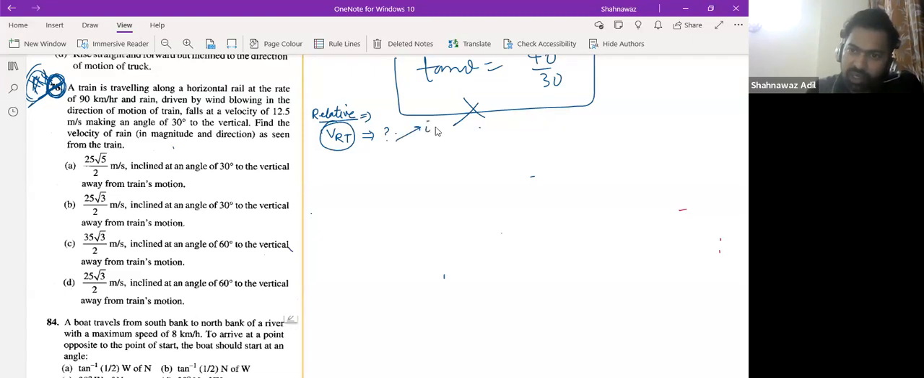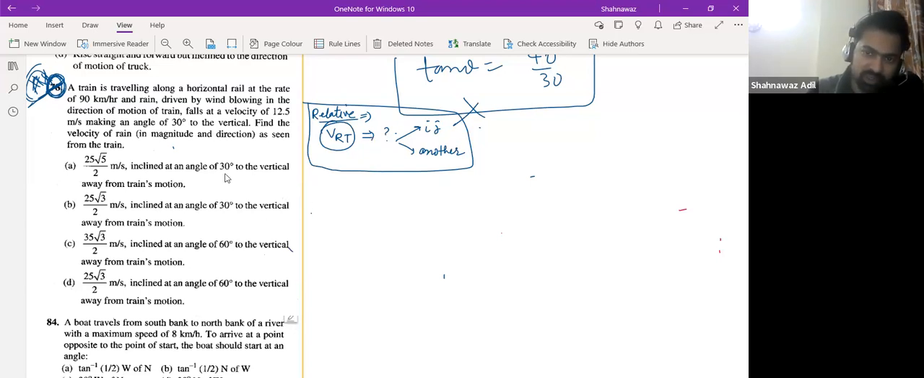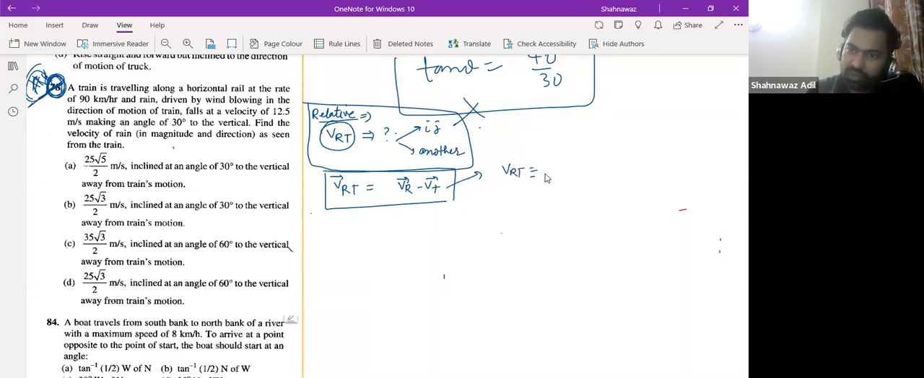Either you use i j or you use another method. The idea is that you have to use VR minus VT. You have the magnitude of VR, so you can calculate the magnitude. Either you use the resultant formalism or you use i j k. Both will give you the result, but the important thing is which one is easy to understand. I'll be back in a moment, guys.